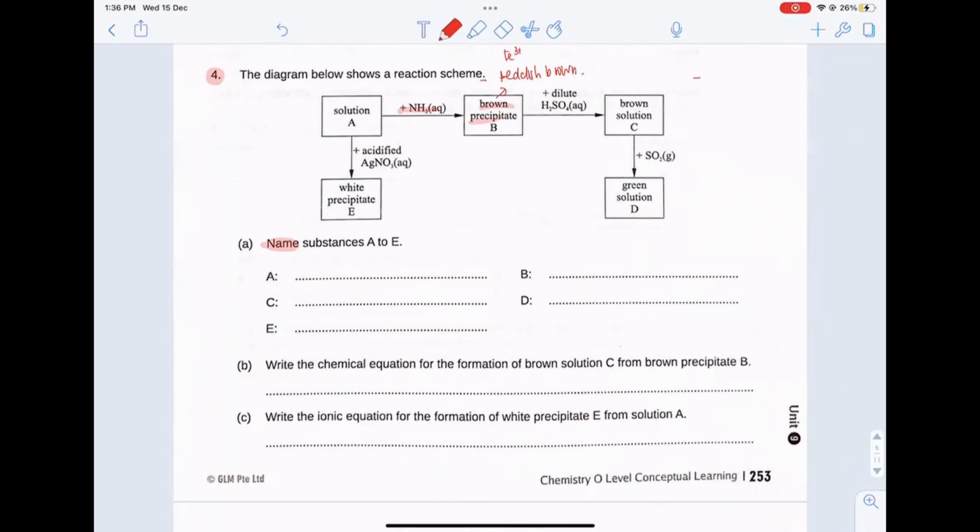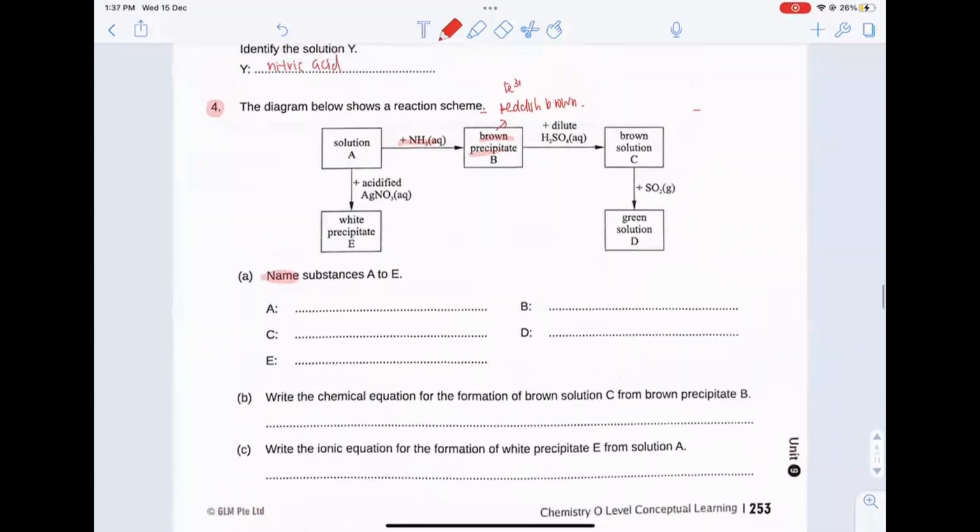So let's see, after we add in dilute H2SO4, we will have a brown solution C. So if it is Fe3+, it means that over here, the brown precipitate B will be iron(III) hydroxide. And then after adding sulfuric acid, it will be iron(III) sulfate. And then when you add SO2, which is a reducing agent, you get a green solution.